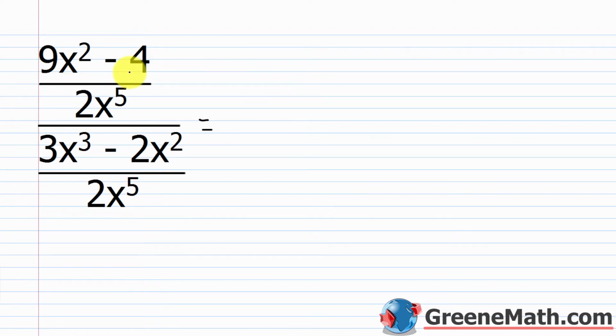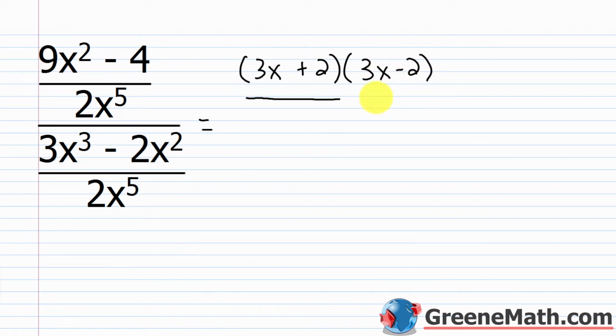9x squared minus 4, I know that's the difference of two squares. That is (3x plus 2) times (3x minus 2). Then this is over 2x to the 5th power. Now, my main division is here. This is the numerator of the complex fraction. This is the denominator. So I would be multiplying by the reciprocal of this.